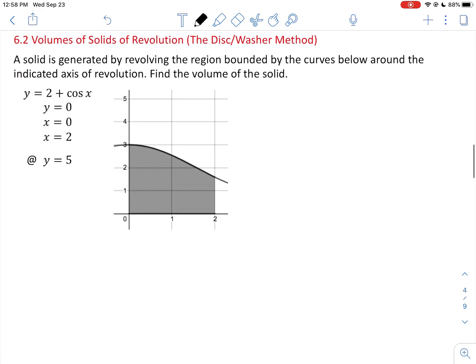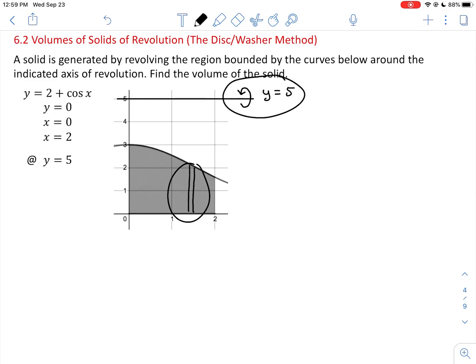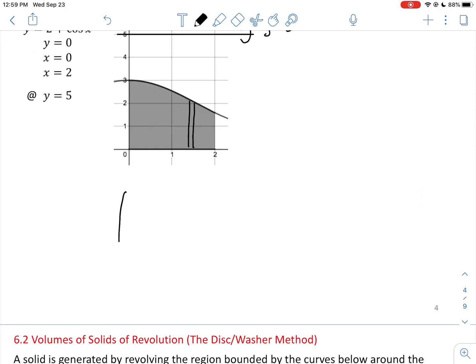Okay, let's do the exact same region. The only thing that's changing is where we're revolving it, around y equals 5 this time. Well, y equals 5 is up here, and we're going to revolve around this line. I'm going to draw an arbitrary strip in here again, and imagine this strip being revolved around this line and what shape it would make. It's going to make a washer, and so I'll draw a little image of what that washer might look like.